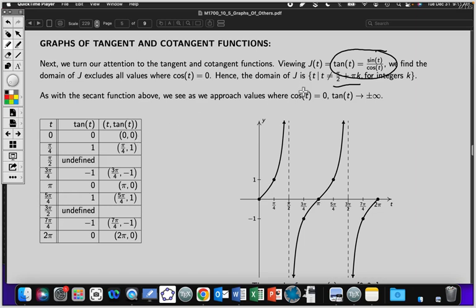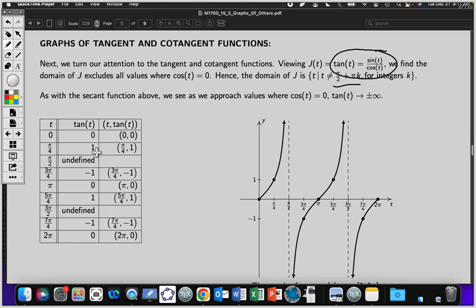Going through a similar kind of analysis, as we get close to pi over 2, the sine of t is getting close to 1. The denominator is either getting close to 0 from the left or the right, so we either have very small positives or very small negatives. And when you go through, that's going to create vertical asymptotes here at pi over 2 and 3 pi over 2, just like they did with the secant graph.